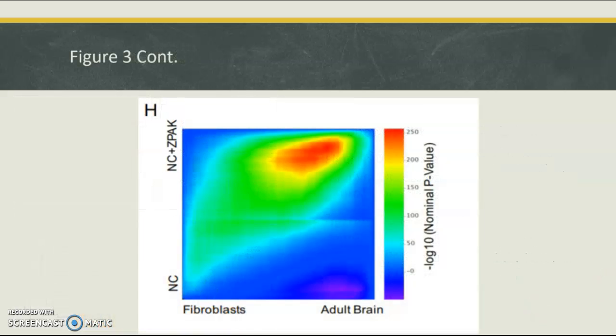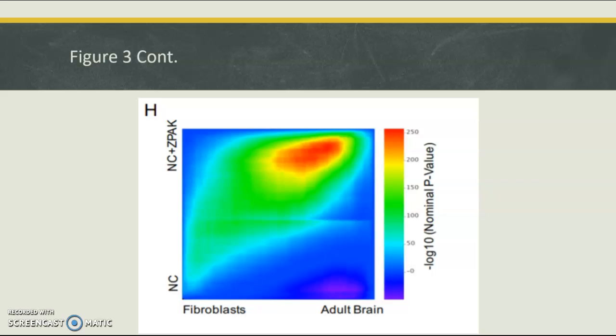So, the last figure in figure 3 is figure 3H. This shows a rank hypergeometric overlap, or RHO map, that compares the gene expression differences between NC and NC plus Z-Pak cocktail to expression differences between matched fibroblasts and the adult human brain.